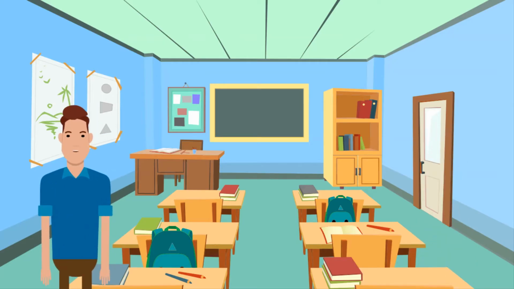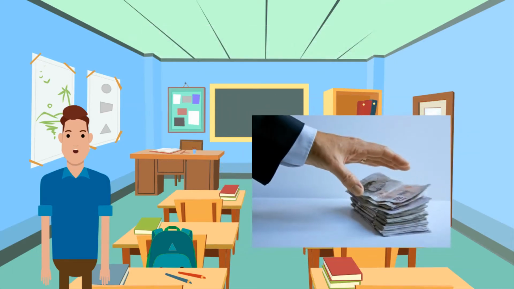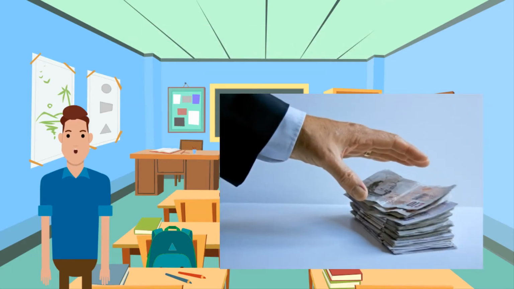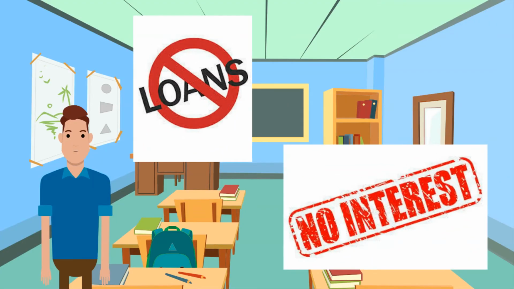Now let's look at sources of finance. Internal finance is obtained from within the business itself. Some examples of this are retained profit, profit kept in the business after owners have been given their share of the profit. Firms can invest this profit back into the business. What are the advantages? It does not have to be repaid, unlike a loan. No interest has to be paid.